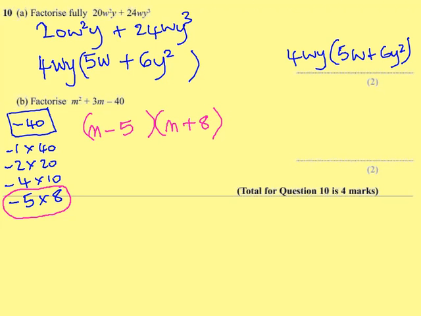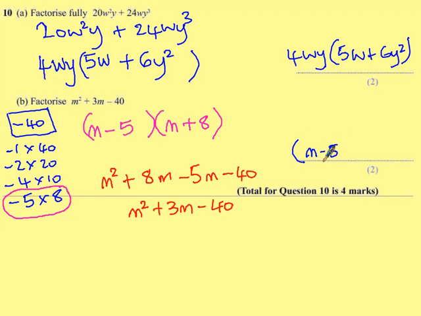Now I'm going to check that to make sure that I'm correct here. So m times m is m squared. M times 8 is 8m. Minus 5 times m is minus 5m. And minus 5 times 8 is minus 40, which will get me back to my original thing I must have factorised. 8m minus 5m is 3m minus 40. So I've checked my solution, I'm correct. So on my answer line, my answer is it factorises into (m minus 5) times (m plus 8).